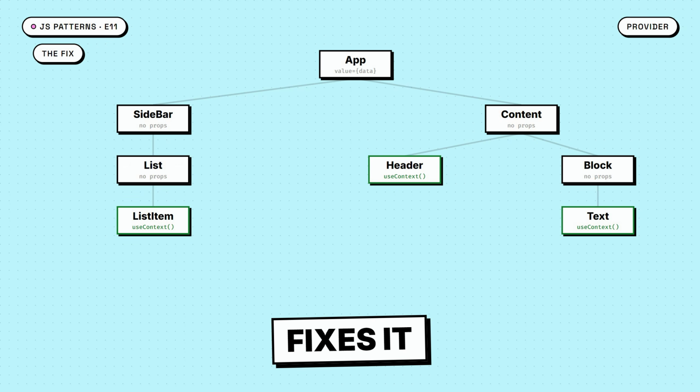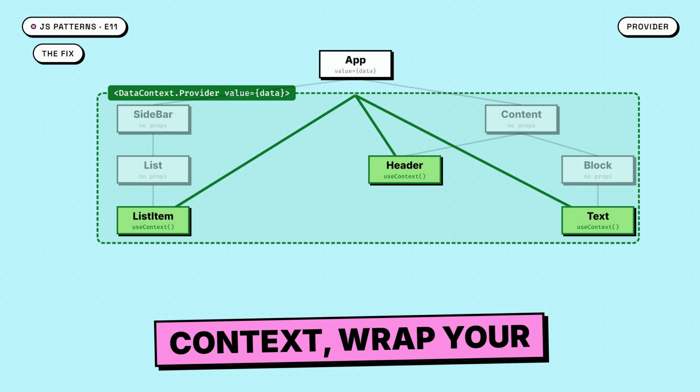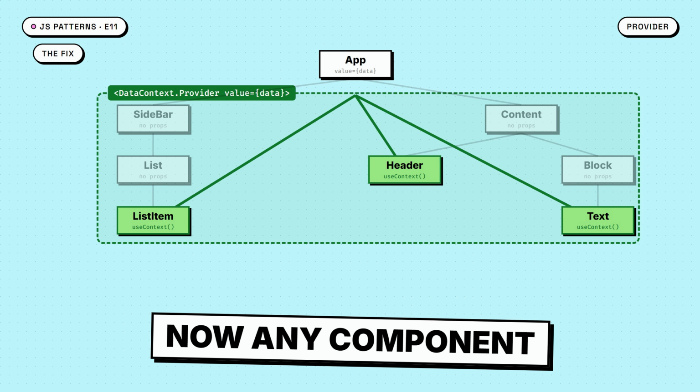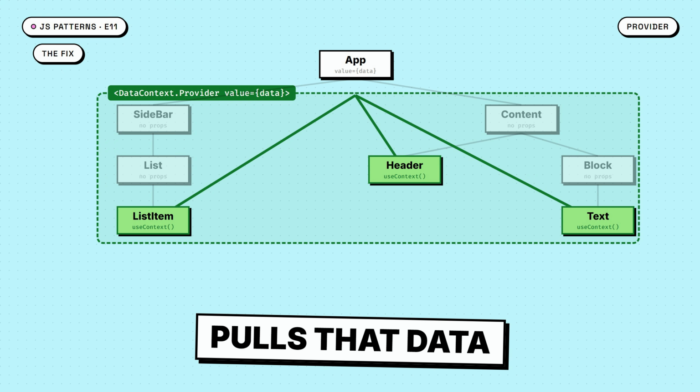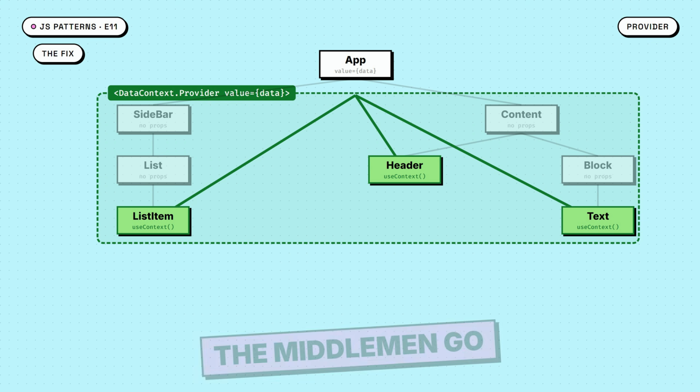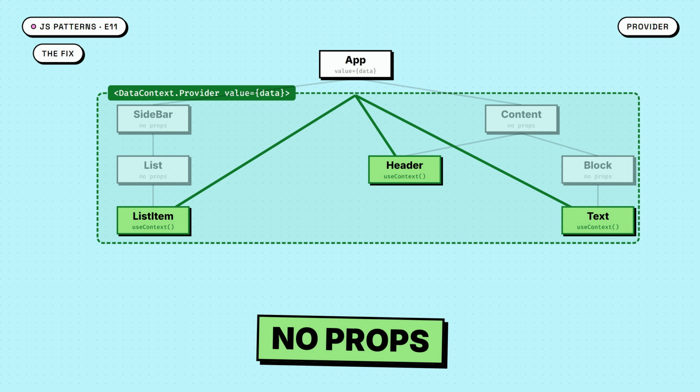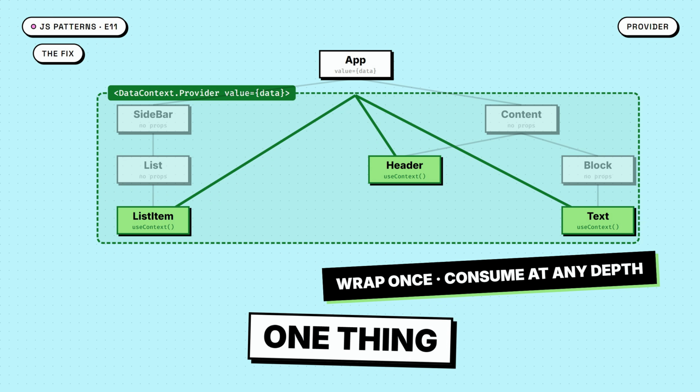The provider pattern fixes it. You create a context, wrap your component tree in its provider, and hand it the data once. Now any component, at any depth, pulls that data straight out with useContext. The middlemen go back to doing nothing. The data teleports past them: no props, no threading, no editing 6 files to rename one thing.